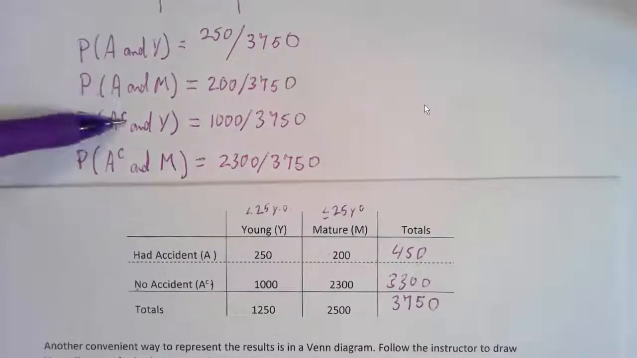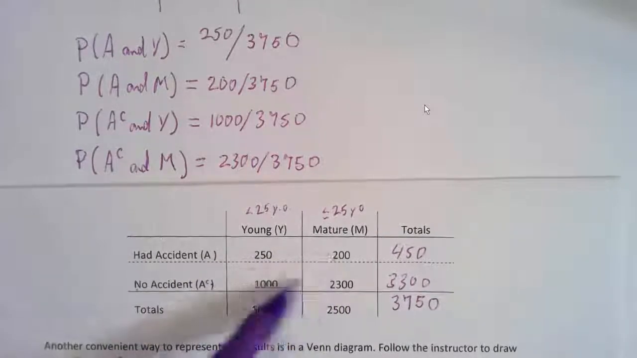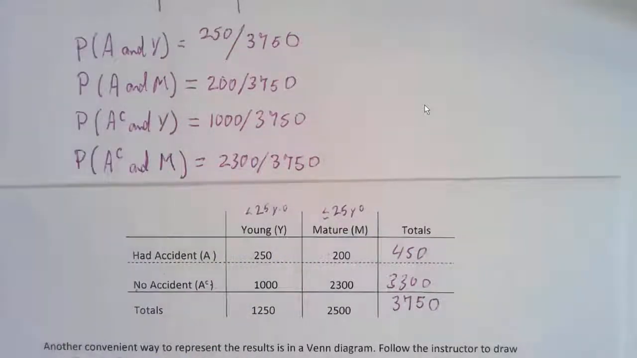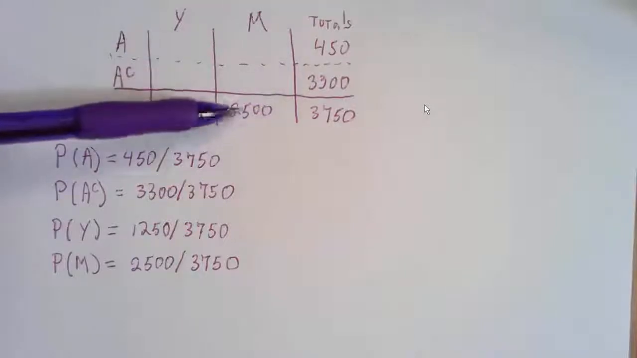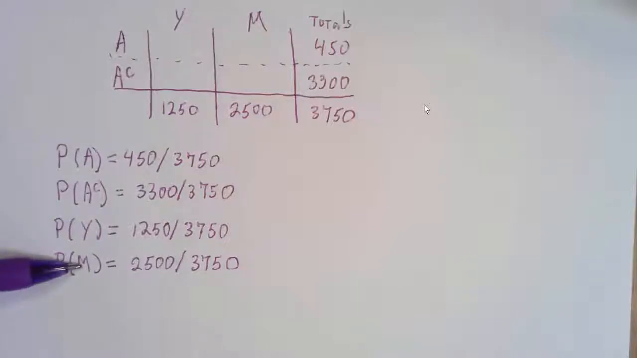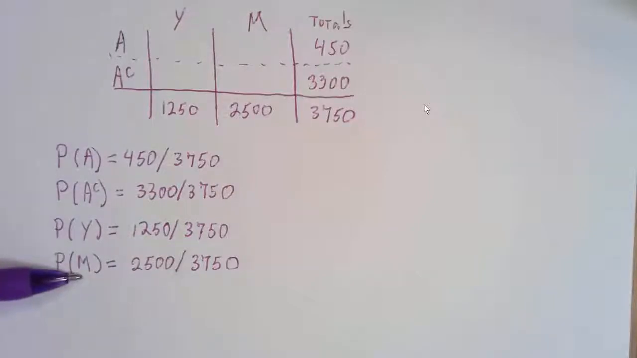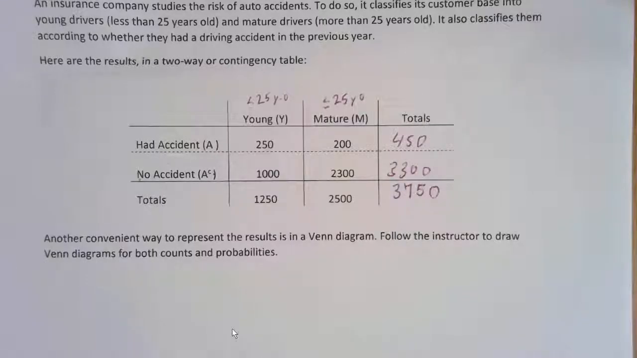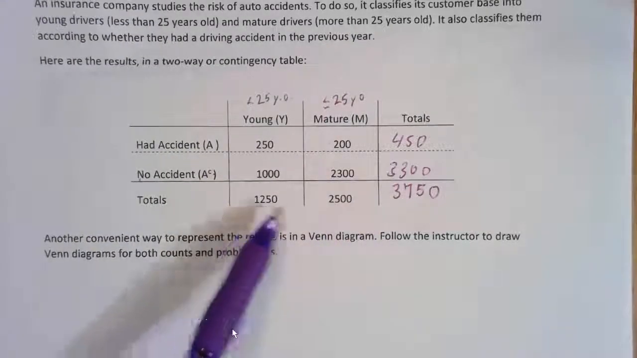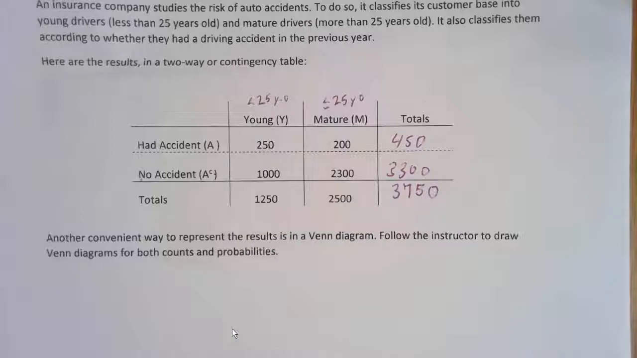All of these AND probabilities come from the interior of the table because these cells represent the intersection of a column and a row. Likewise, the marginal distributions will give us probabilities for events that do not appear compound. They are simply A or A complement, Y or M. In summary, the simple events, A, A complement, Y, and M, those probabilities we can get directly from the marginal distributions.